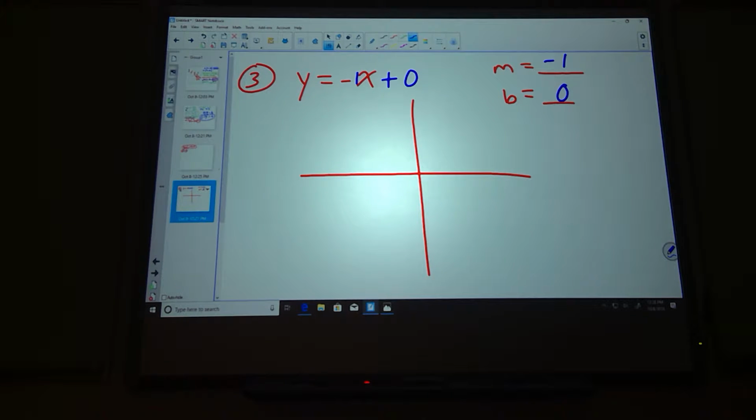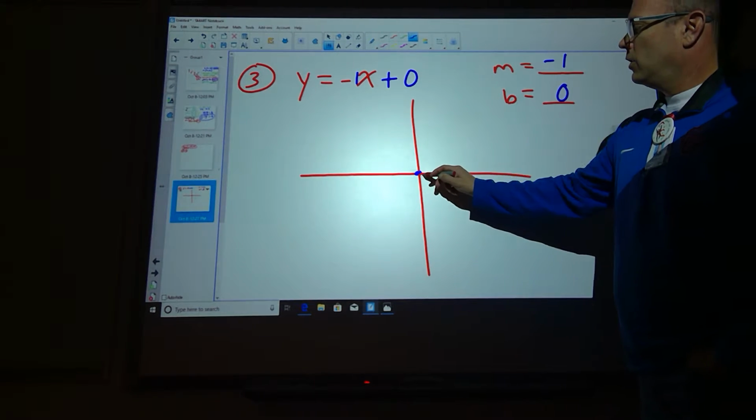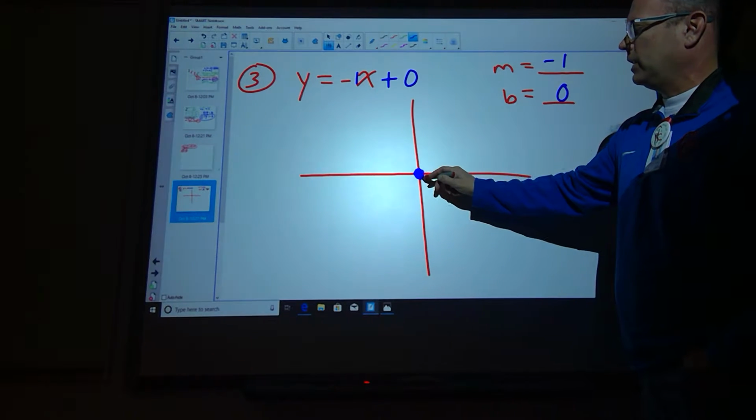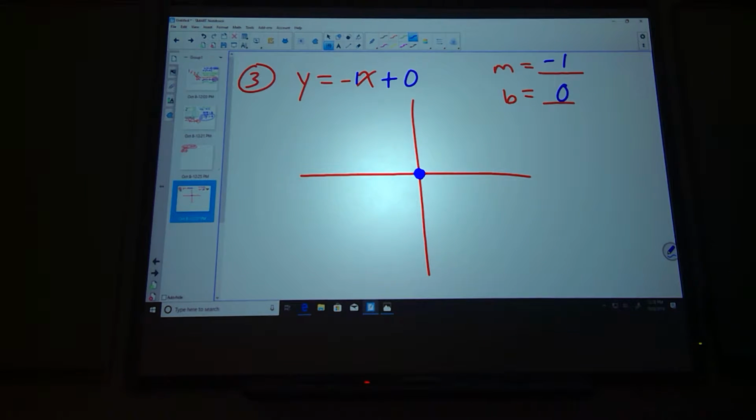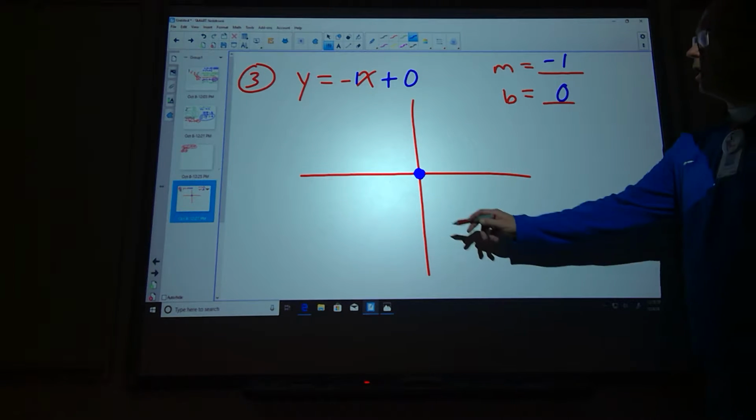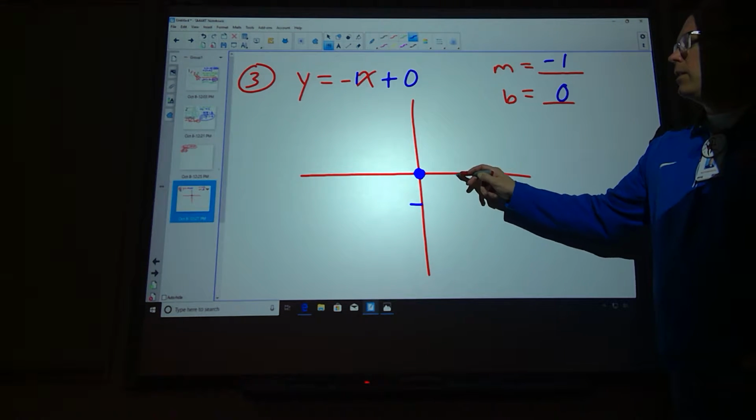All right, so do we have enough information to plot this graph? Yeah. All right, where will it cross the y-axis? 0, 0, right? So what's that right there where they intersect? What's that called? The origin. I like it. All right. So from that point, I'm going to do what and what? My slope's negative 1. Go down one, and right 1.